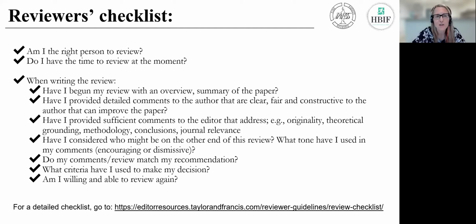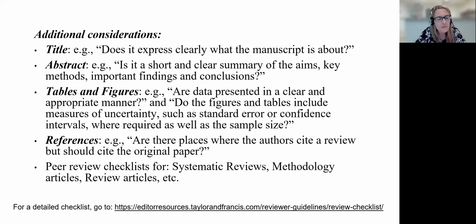And there's also, Pete found a really nice detailed checklist that goes through maybe some of the stuff we didn't talk about yet and some additional considerations actually of each section of the paper. So for the title, does it clearly express what the manuscript is about? For the abstract, is it short and a clear summary of the aims, key methods, important findings, and conclusions? Some examples from their detailed checklist about tables and figures. So are the data presented in a clear and appropriate manner? Do the figures and tables include measures of uncertainty, right? So these are kind of important questions we need to ask ourselves to make sure that our reviews are complete.